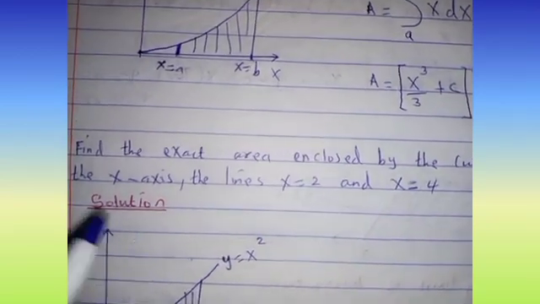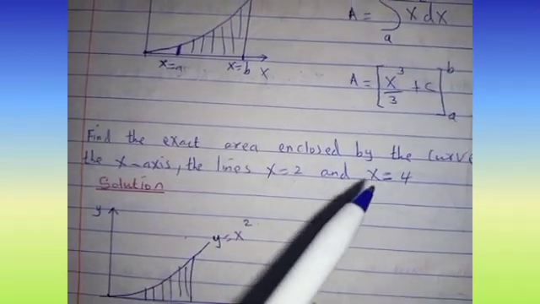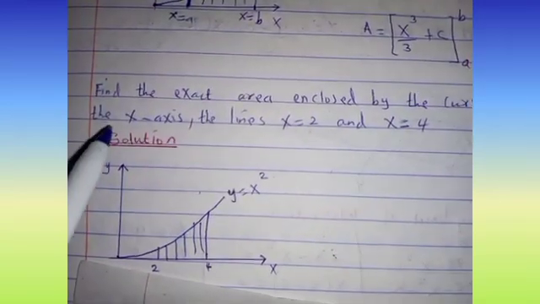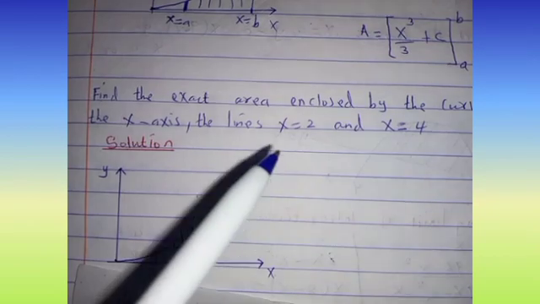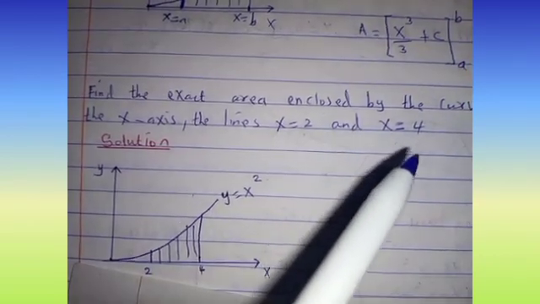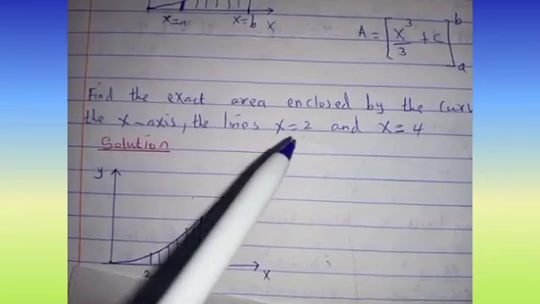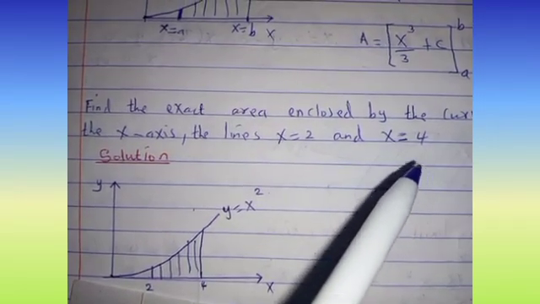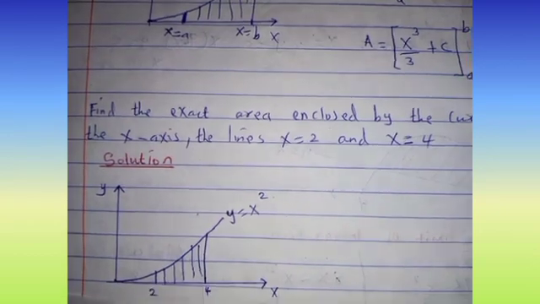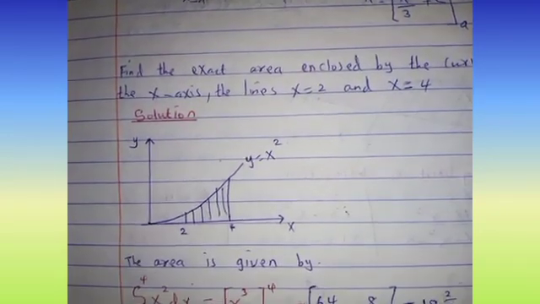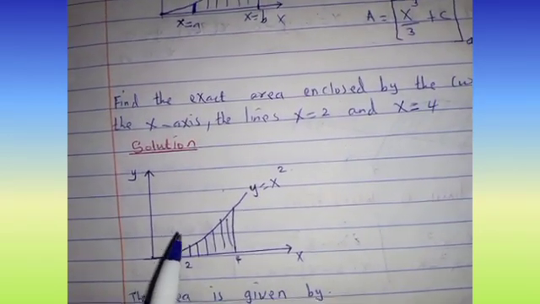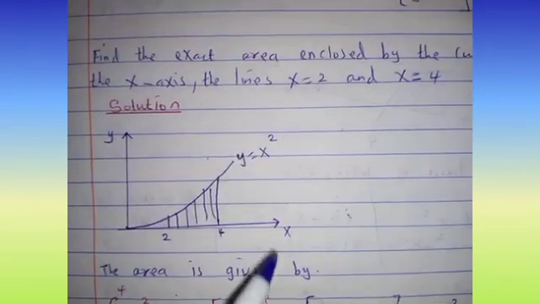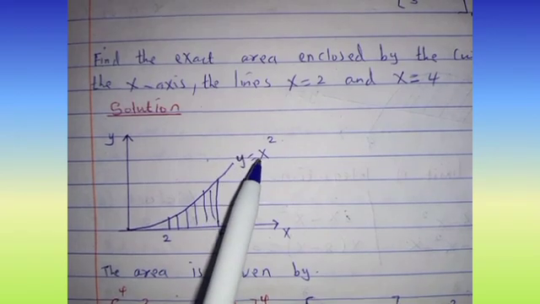So let us look at an example. Find the exact area enclosed by the curve y equals x squared, the x-axis and the lines x equals 2 and x equals 4. So x equals 2 is the lower boundary, and x equals 4 is the upper boundary. Always when you have a curve like that, it is necessary to sketch. So our curve is this one. When sketched, this is the curve of y equals x squared.